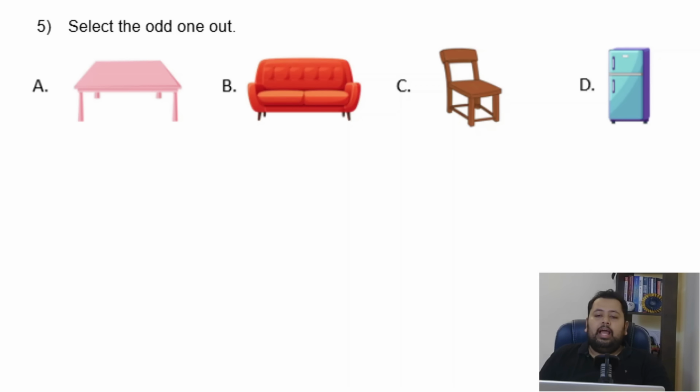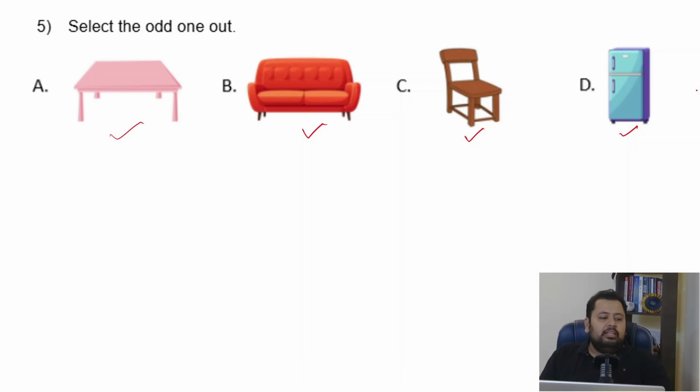Select the odd one out, right? So there are 4 images. One is a table, there is a sofa, there is a chair, and there is a refrigerator. Which one is the odd one out? Pause the video, solve it, and then look at the solution.